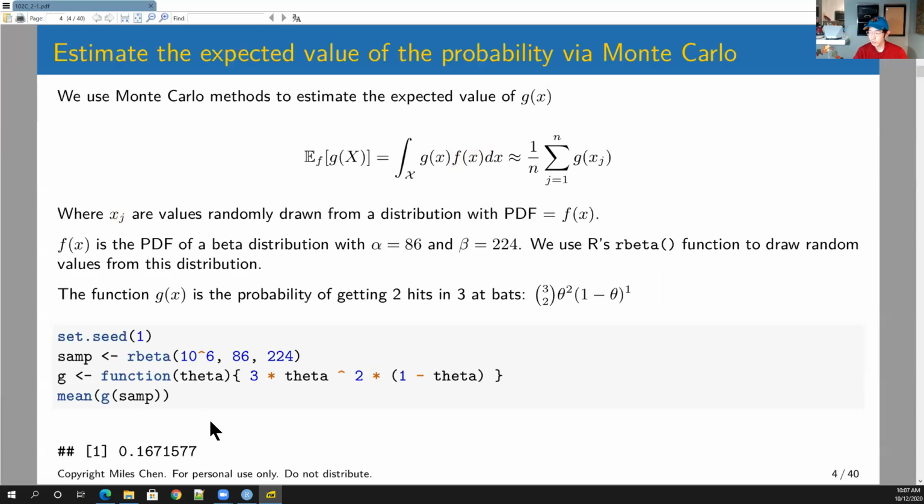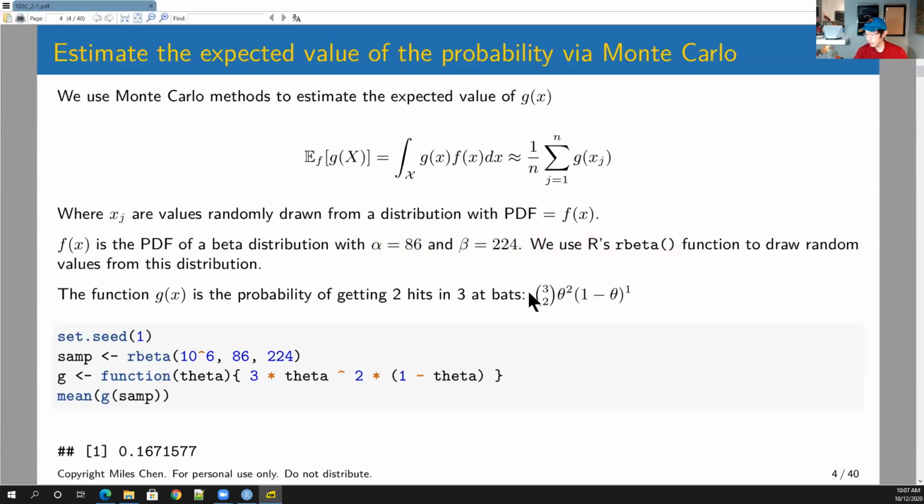And so I think I finished Friday's lecture with this. We said f of x is the PDF of the beta distribution with this. And so we're going to use rbeta inside R to randomly draw values from that distribution. Okay, and that's what I have here. So I got rbeta. I asked to draw 1,000,000 values with these properties, 86, 224.